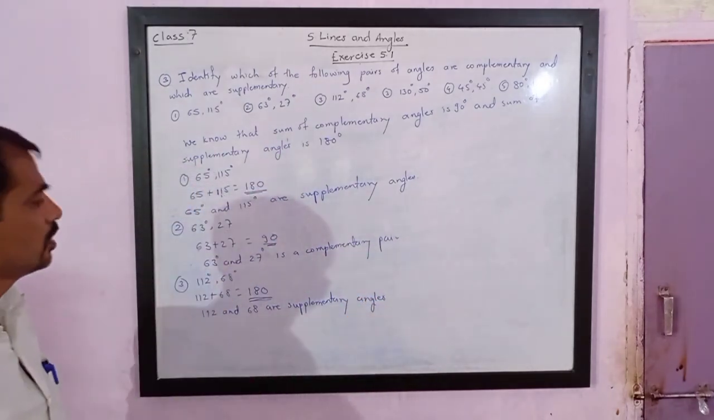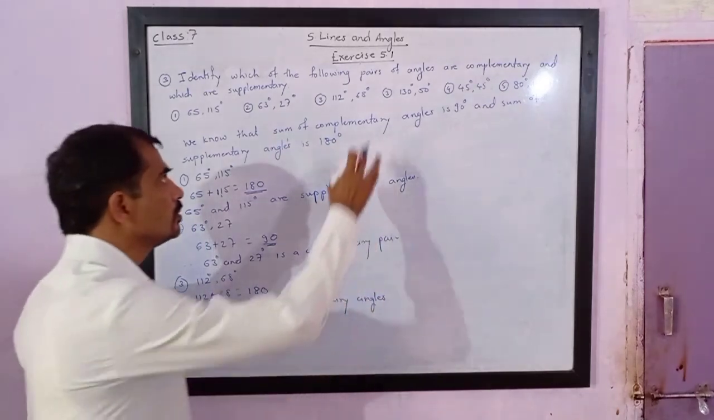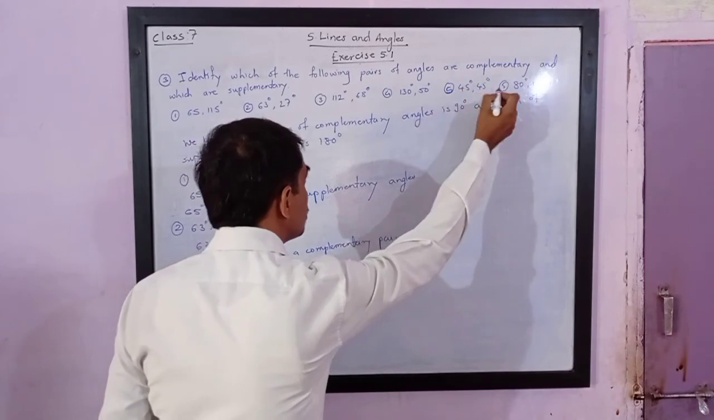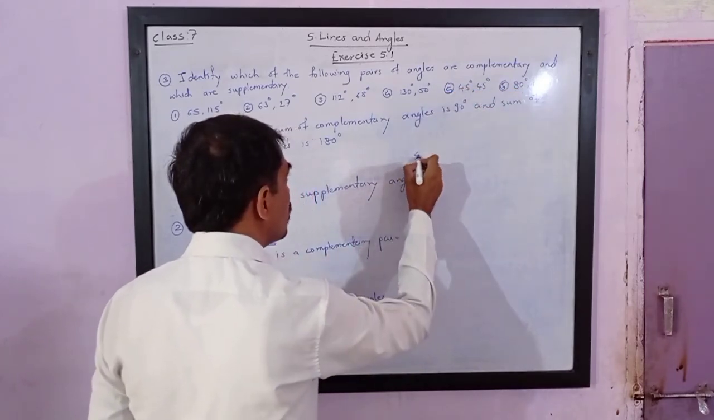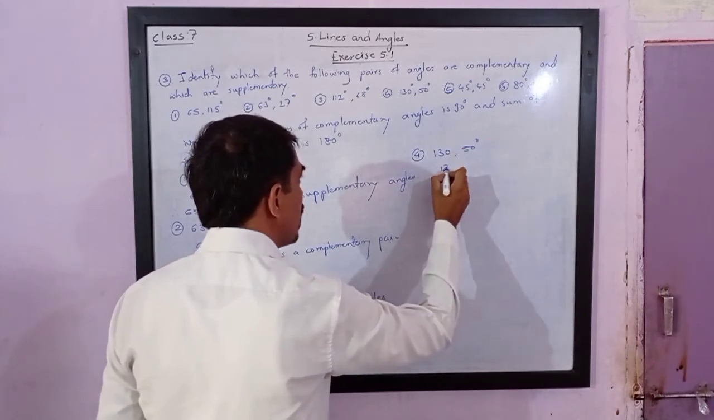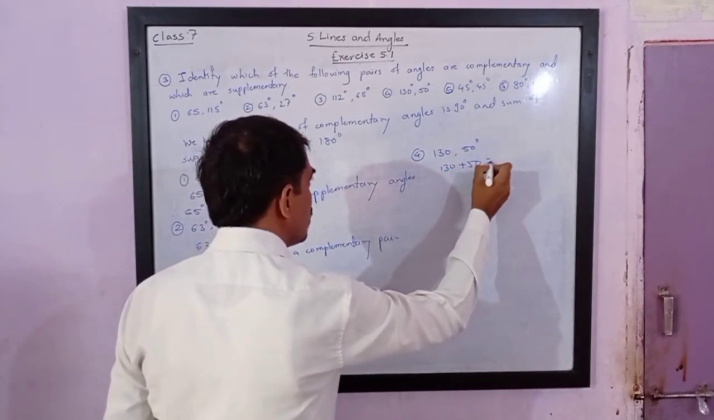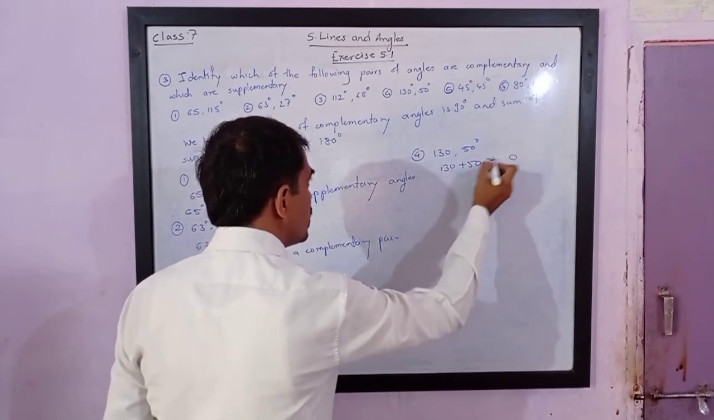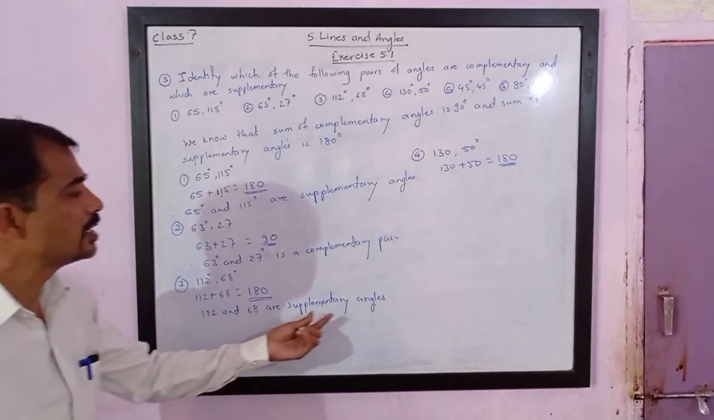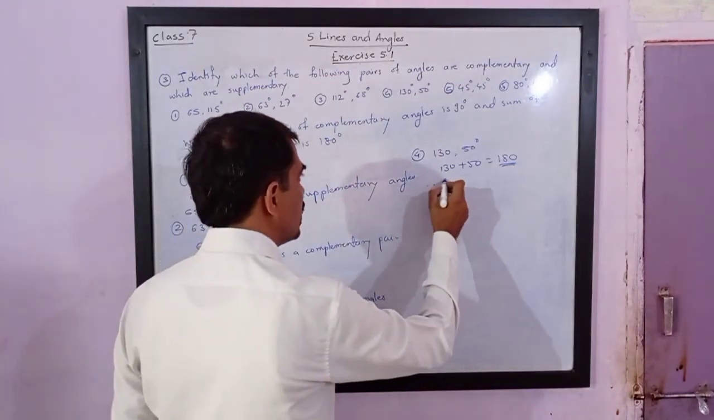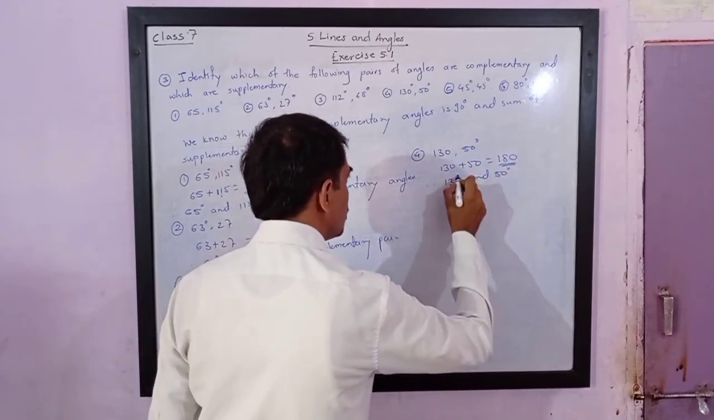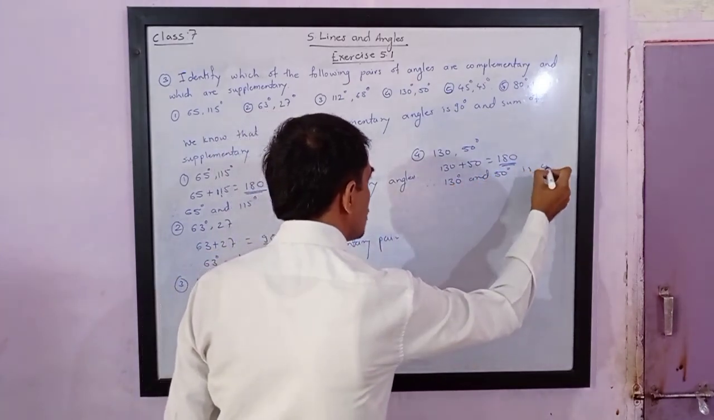Then next, fourth is 130 and 50 degrees. Let us do the addition of this. 0 plus 0 is 0, 5 plus 3 is 8 and 1. The sum is 180 degrees. It means the pair is supplementary. Therefore, we can say that 130 and 50 is a supplementary pair.